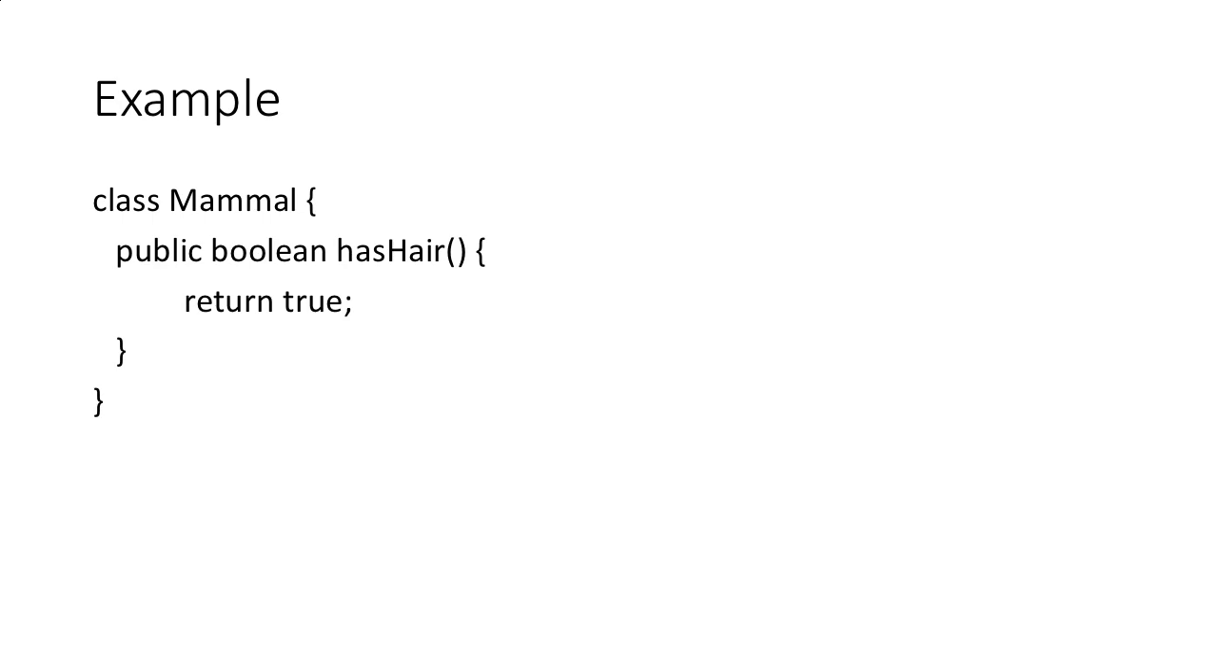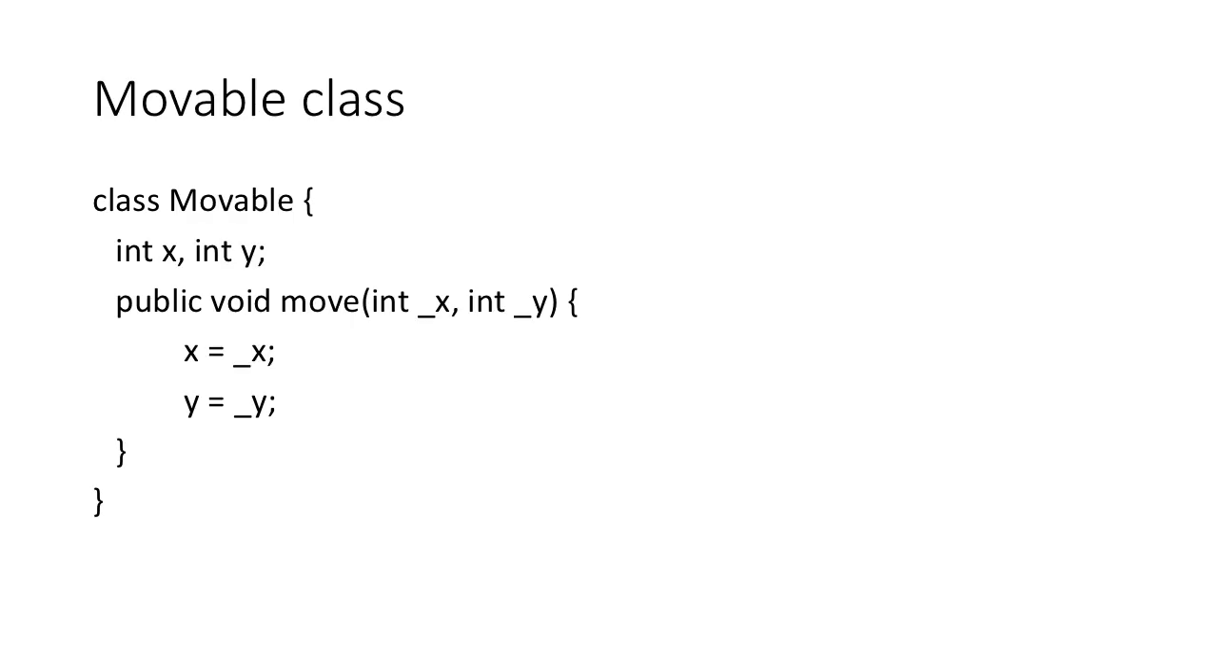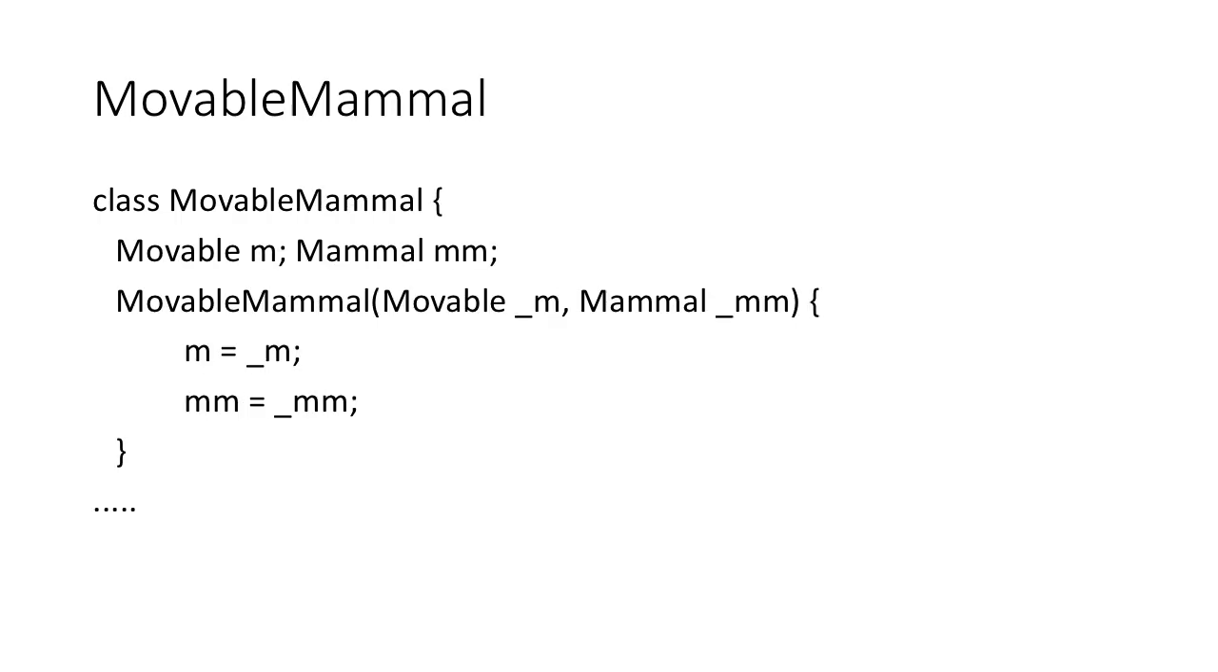So for example, here's a class called mammal, and it has some property that says has hair is true. Here's another class called movable, and it has a property that says you can move things. Now what would happen if you had a movable mammal? Right, this is multiple inheritance of implementation. You'd like to be able to get the property of has hair, and you'd also like it to be able to move.